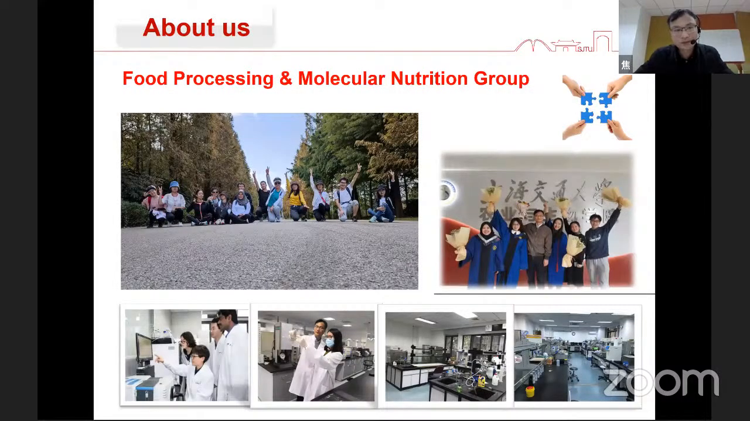Finally, I would like to briefly talk about our group. Currently, our group is called the food processing and molecular nutrition group. Right now, we have around 20 members. We have 3 faculty members and more than 10 graduate students. You can see this is Wendy. She just got her master's degree here, and we have had a very pleasant time in the last 3 years. And this is our research group.